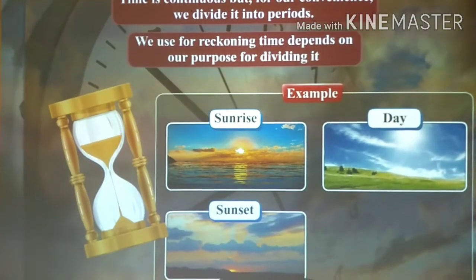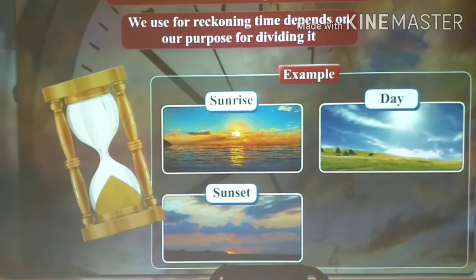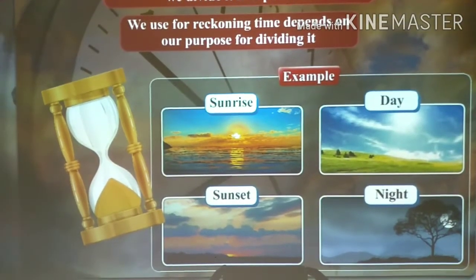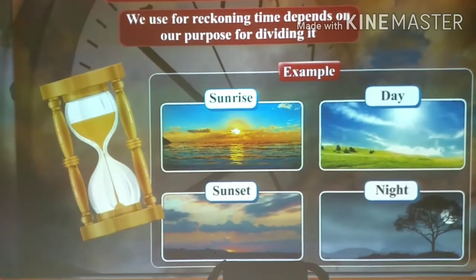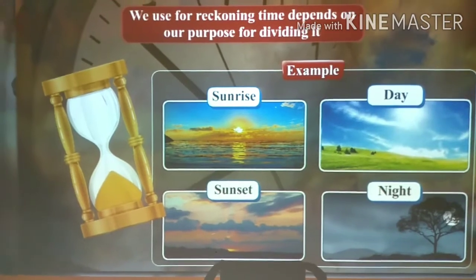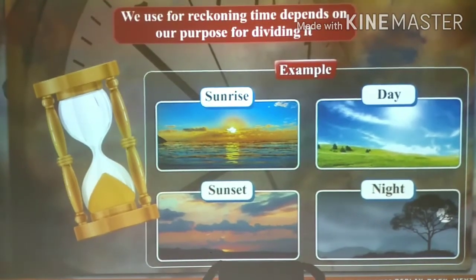At sunset we say, "It is evening now, soon it will be night." At the end of the day, it becomes dark and it is night. This means that we divide the day into two parts, day and night.